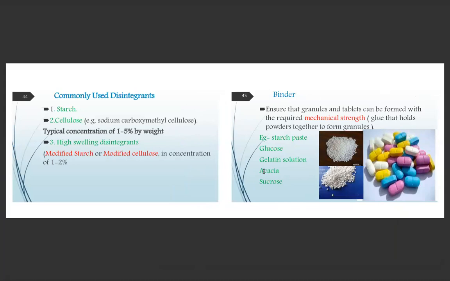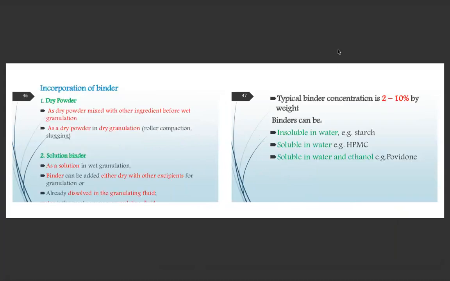Next, incorporation of the binders. I had told you in dry granulation, we always put dry binders. In wet granulation, we put wet binders, or we wet the binder and then put it in solution form. Here also, same thing, dry binder and solution binder. Solution binder means you dissolve or disperse the binder into liquid and then add it as a binding agent. While with dry binder, before punching, we add this binder, make slugs, break them into granules, and again punch.